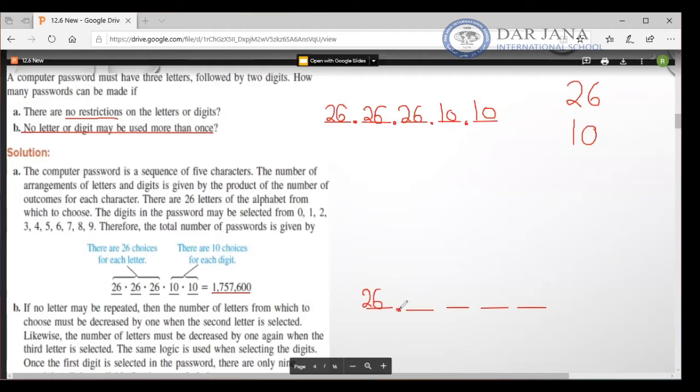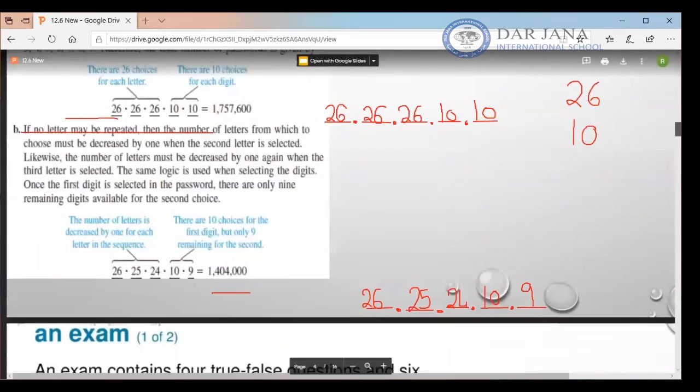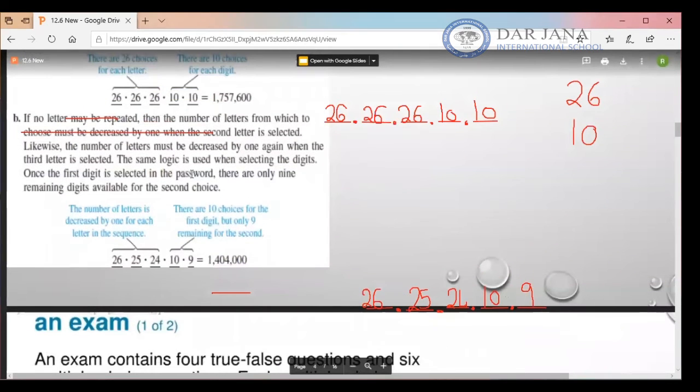Because we said no repetition, I'm going to have 25 for the second. Because they said it can't be repeated, I'm going to have 24 for the third. Same thing for the digits. The first place here, because you didn't use any digit before, is going to be 10 choices. I have 10 choices, and for this one here, it's going to be 9. By multiplying them, we're going to get the final answer, which is mentioned here exactly.